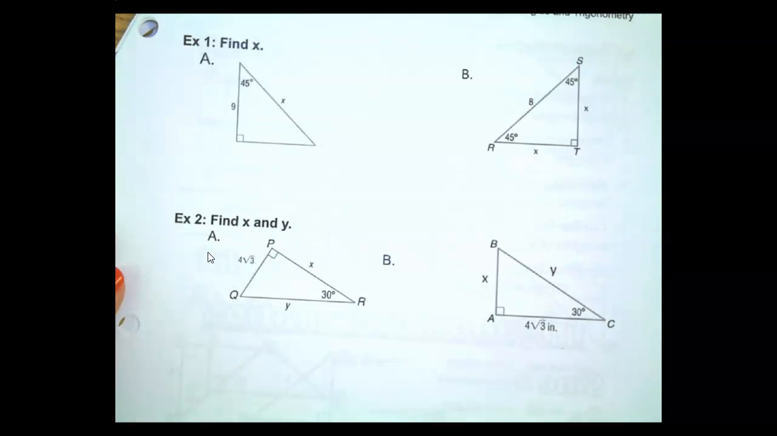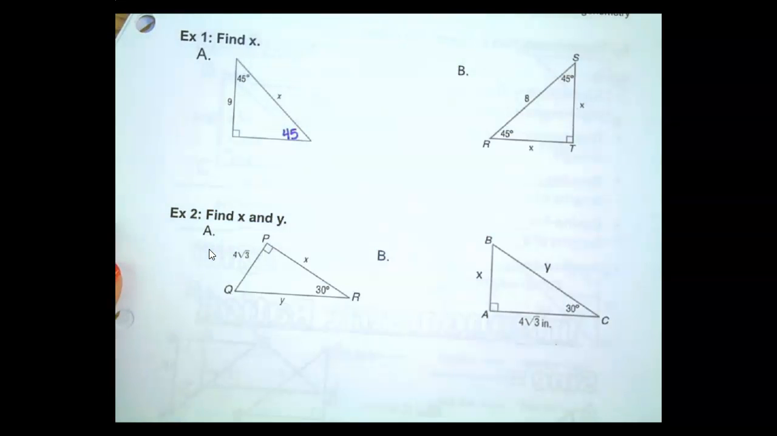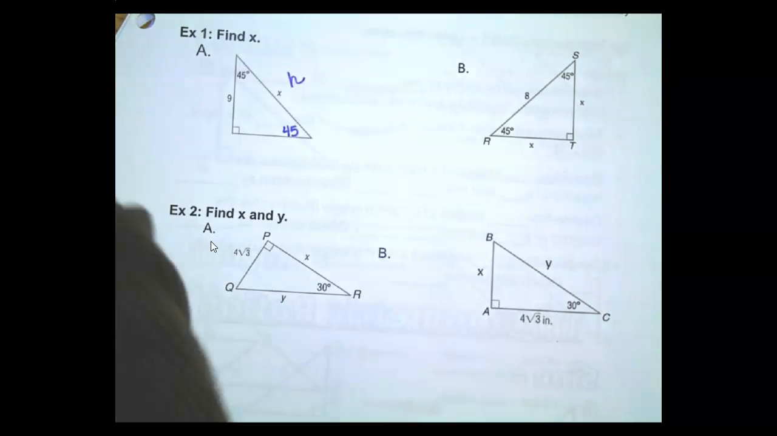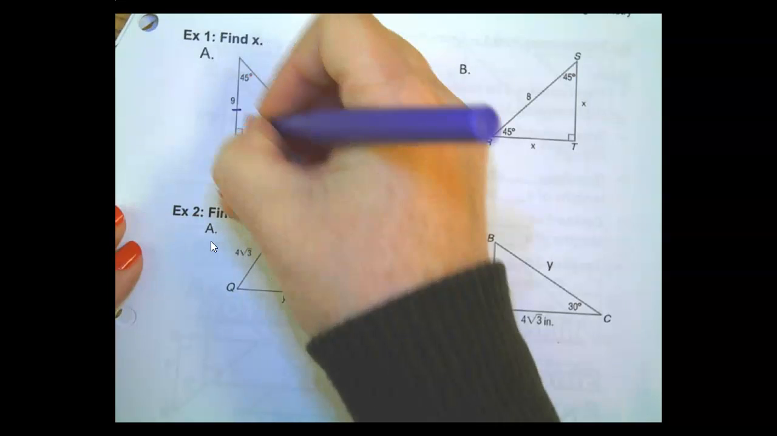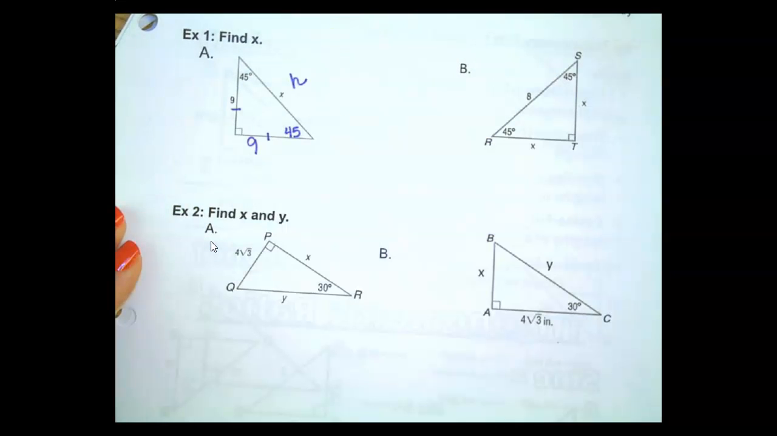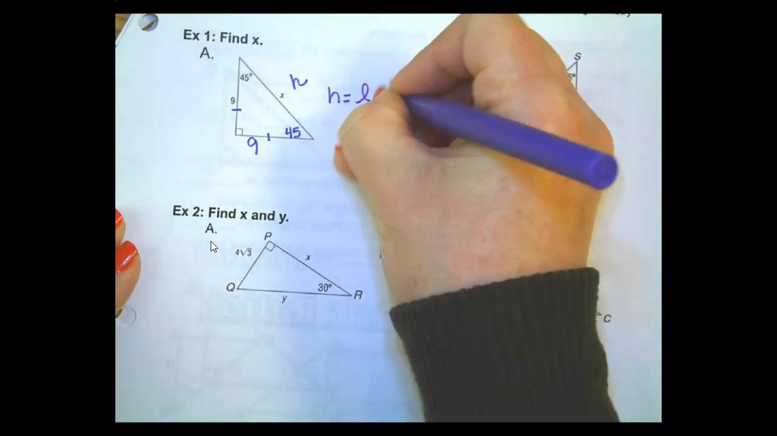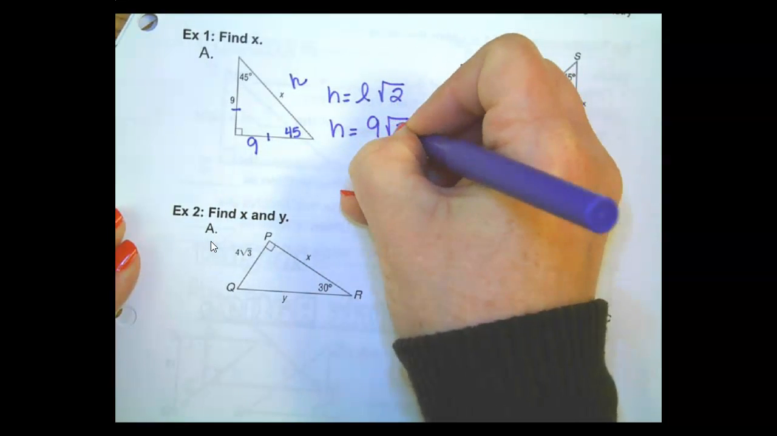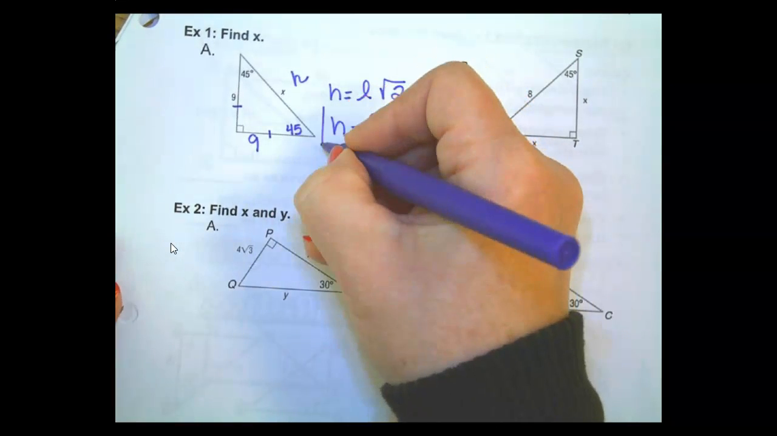Okay, so obviously this is 45, this would have to be 45, 90 because that makes 180. And we're trying to find the hypotenuse, right? So what is the formula for that hypotenuse? These are the same, so this is also 9. So it is h is equal to my leg times the square root of 2. So h is equal to 9 times the square root of 2. And that looks pretty simplified, and that's all we can do.